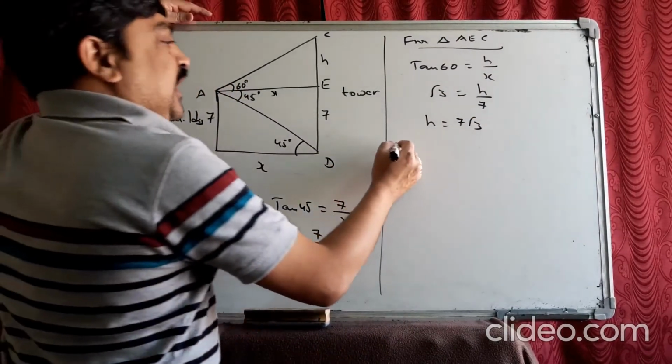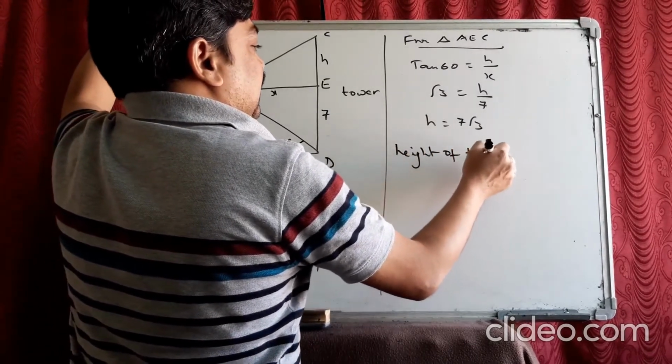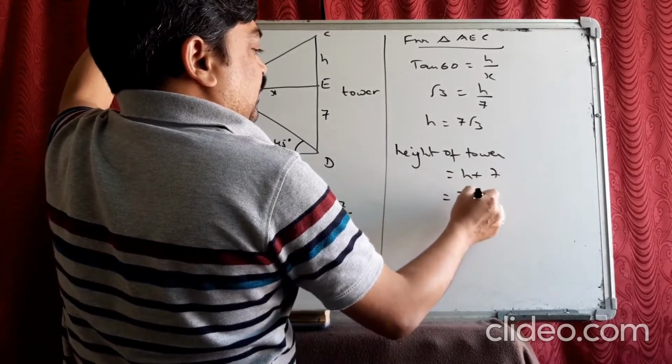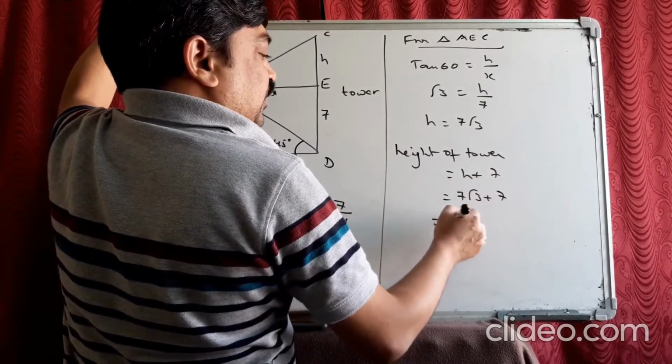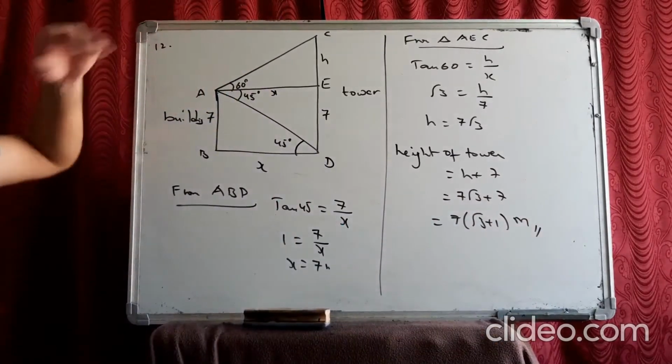Now, what is the height of the tower? Height of the tower is total h plus 7. So 7 root 3 plus 7. When you take 7 common, it becomes root 3 plus 1 meter.